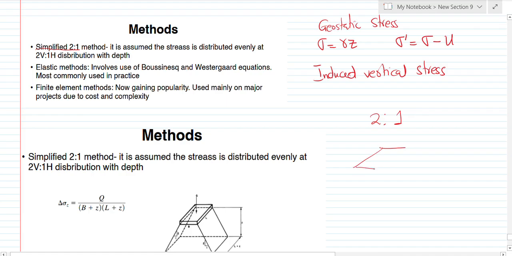So let's look at the simplified 2:1 method. In simple terms, if this is my foundation, and the stress acts on the foundation, the stress that's going to act on the foundation is going to be distributed in what we call the 2:1 direction. So the 2:1 means that in terms of direct vertical distance, it's going to increase in the ratio of 2. Then it's also going to increase in the lateral direction in the ratio of what?